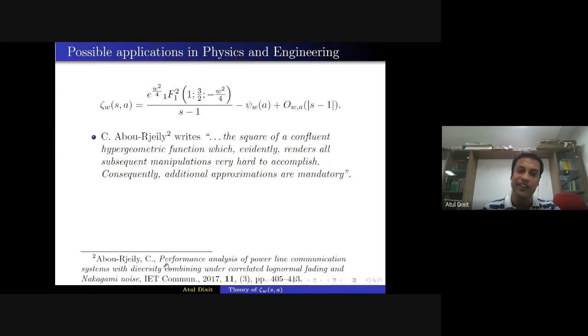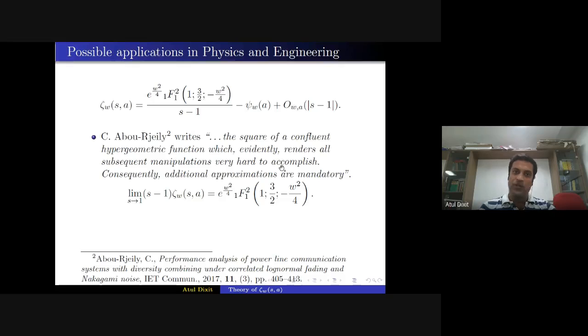So let me give an example of one paper in electrical engineering that appeared in 2017. The author of this paper says that whenever one encounters the square of a confluent hypergeometric function, then one has to resort to approximations and not work with exact formulas. So with just the first power of 1F1, it might be possible to work with exact results, but when one encounters 1F1 square, generally in physical problems, one has to resort to approximations.